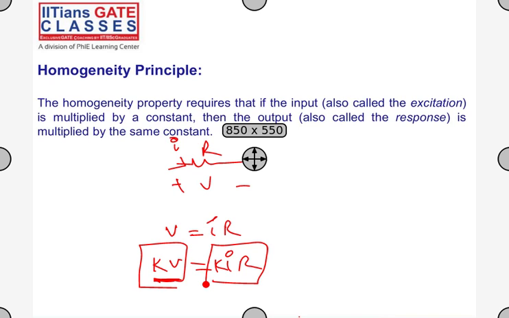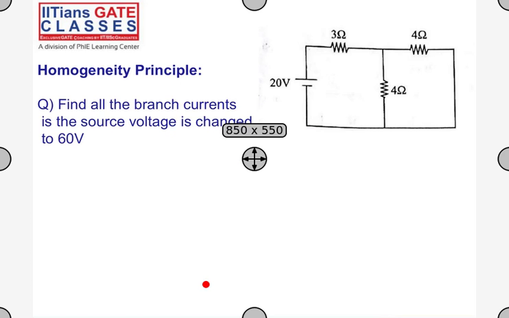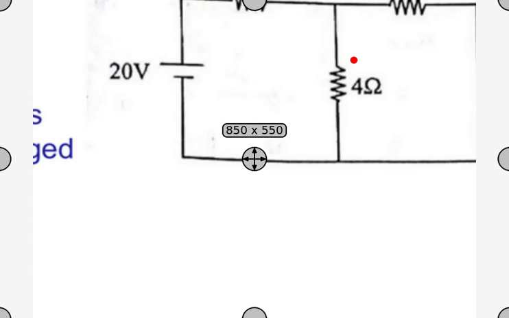Okay, what does the homogeneity principle say? If the excitation or the input is multiplied by a constant K, then your output is also multiplied directly by that constant K. For example, if you see this question, using the homogeneity principle, find the value of all the branch currents if your source voltage is changed to 60 volts. Now, previously I have a 20 volt source, and I have to find the branch currents in each of these 3 branches.